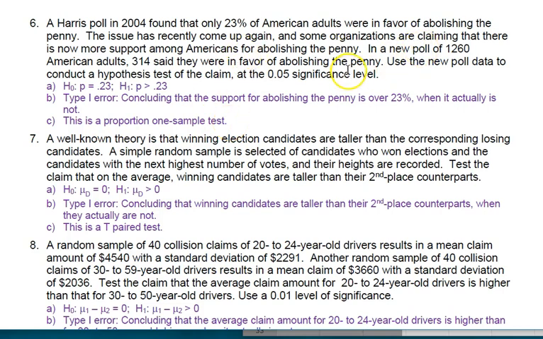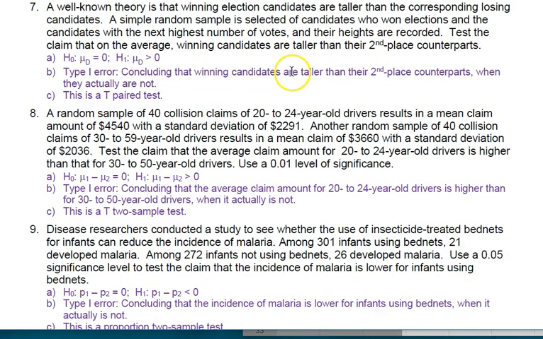Notice that they only gave us data from one sample, so we can't do two samples, we can only do one. In number 7, we're talking about candidates who won elections and the people who came in second place to those candidates. We're testing the claim that on the average, the winning candidates are taller than their second place counterparts.